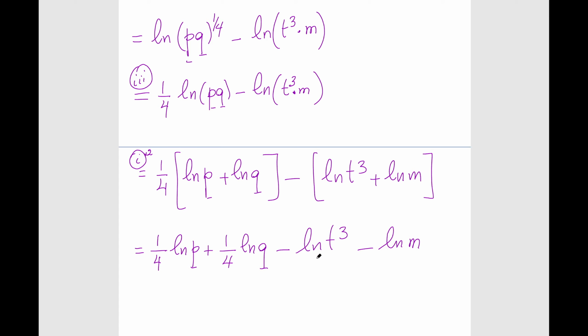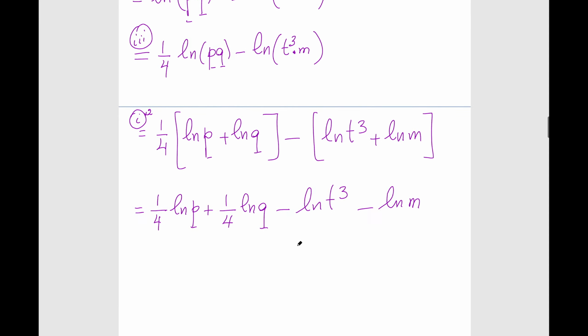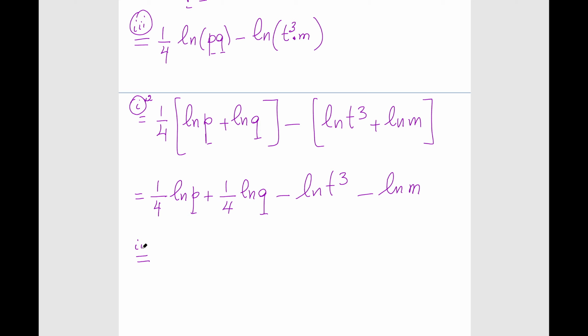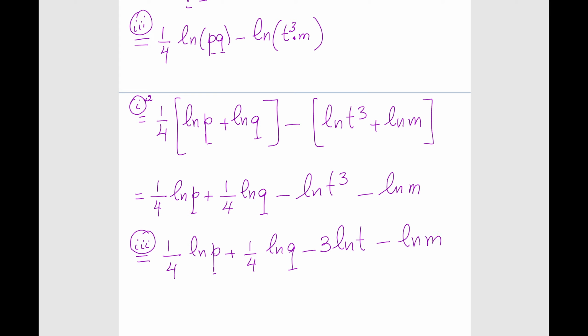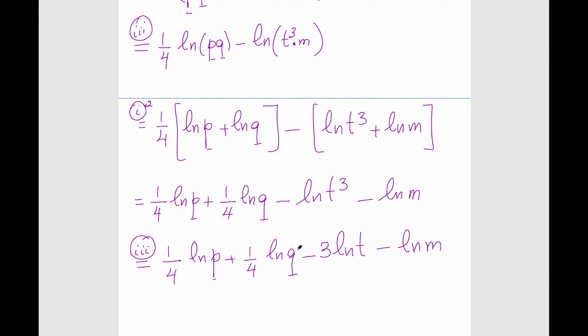I can still expand this by property 3. It allows me to take this power 3 all the way to the level of coefficient. So by property 3, and this would be the last step here, we can bring down that power 3 and obtain minus 3 ln of t minus ln m. That's the last two expressions. Makes sense? Okay. Next.